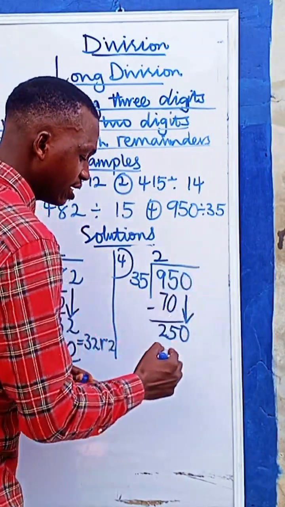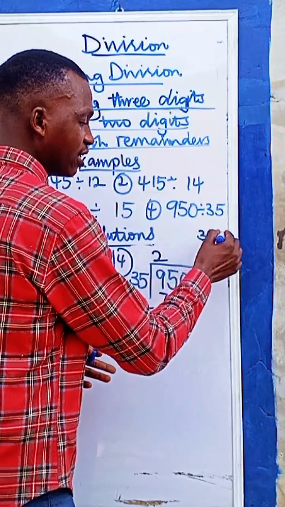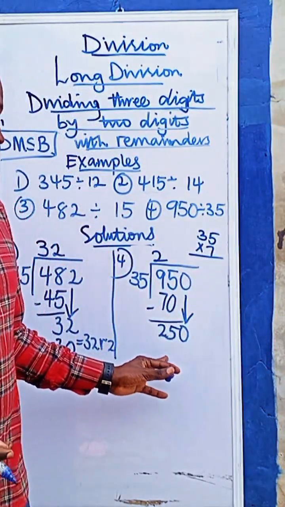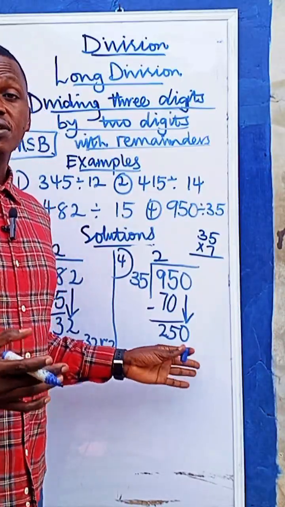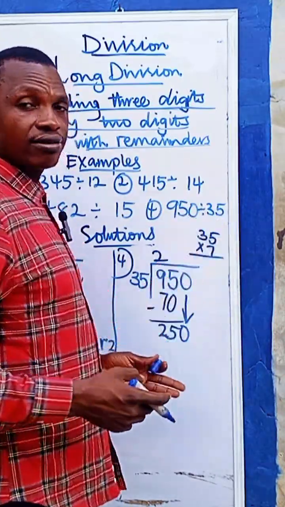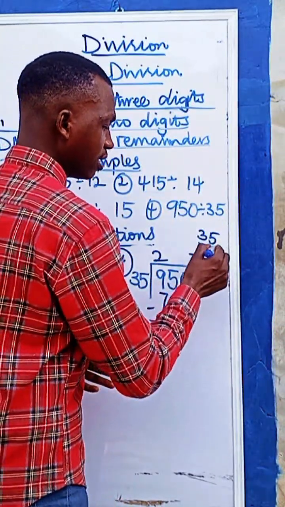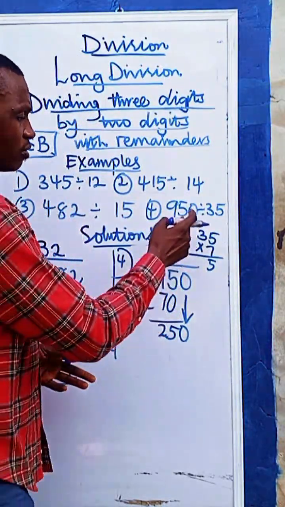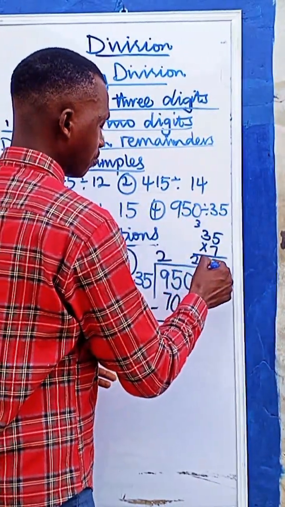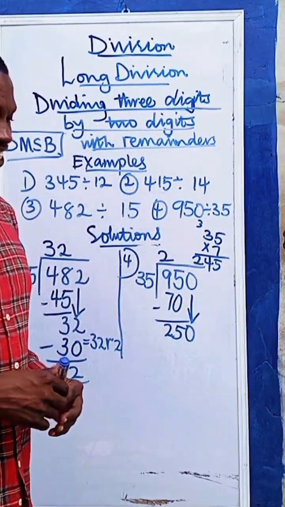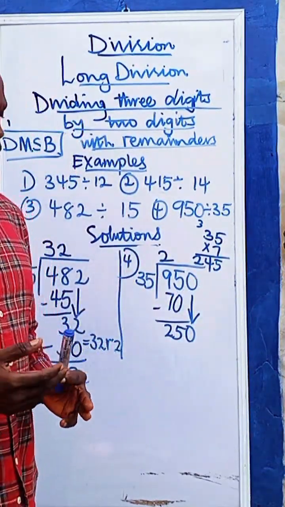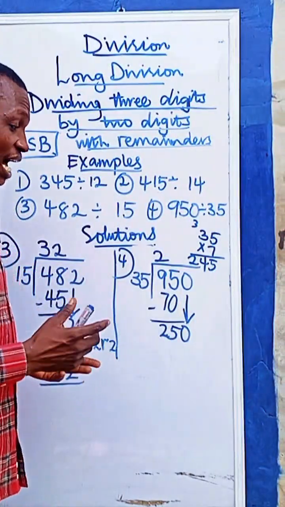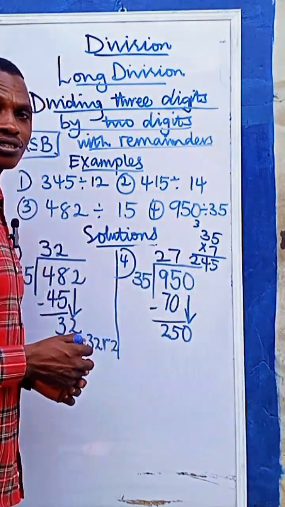So let me try. Let's try 35 times 7. Maybe I can get something that is the closest number to 250. Now, 7 times 5 will give me 35. I keep my 5. I write my 3 here. Then 7 times 3 is 21. Then 21 plus 3 will give me what? 24. Can you see that? That is the closest you can get to 250, which means that 35 in 250 will absolutely go 7 times.